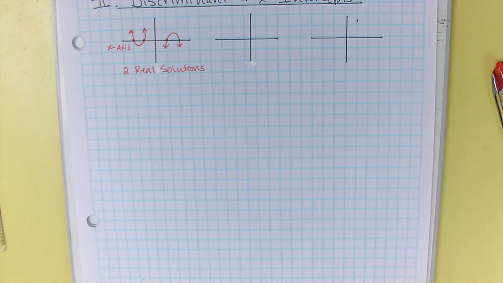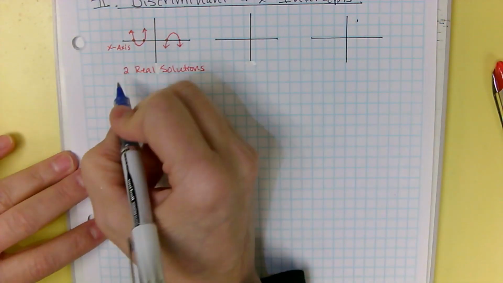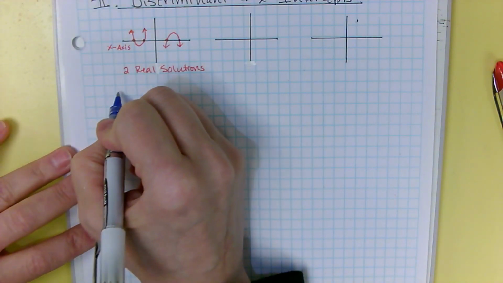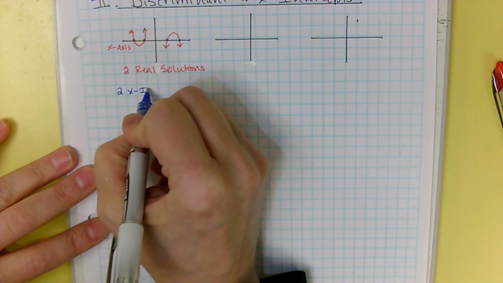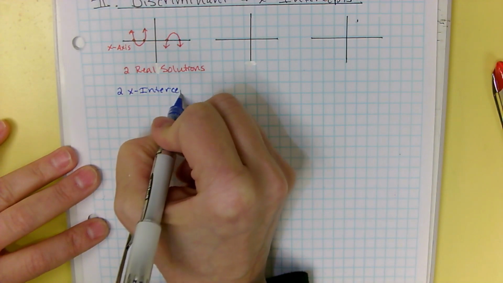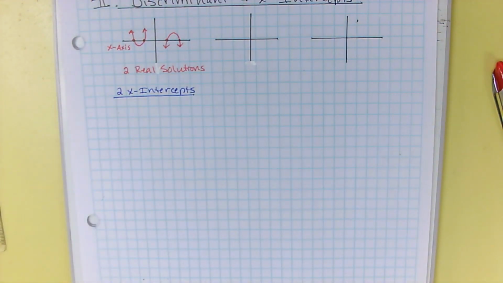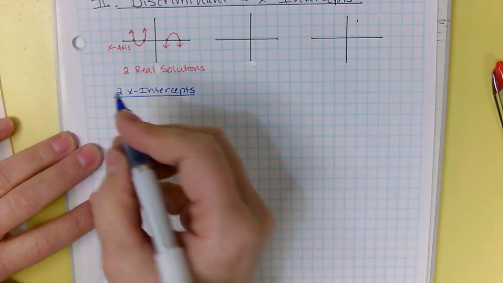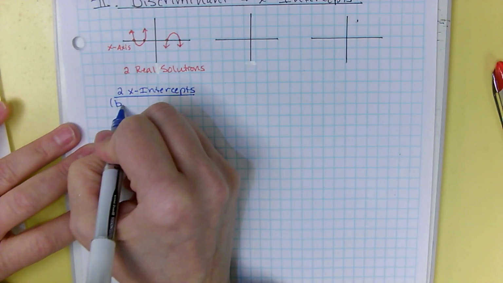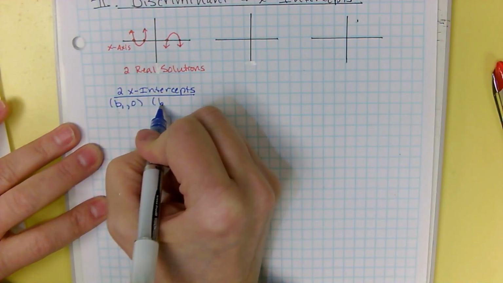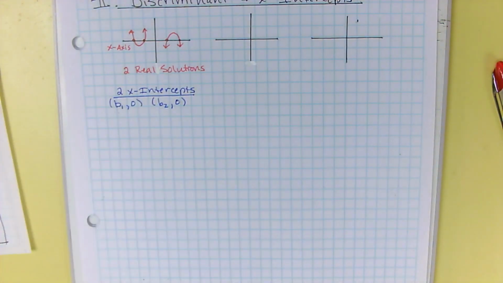Another way to interpret 2 real solutions when graphing is as x-intercepts. 2 real solutions means 2 x-intercepts. And you would take your solutions that you just found using the quadratic formula, and you would make them into points. B sub 1 comma 0, B sub 2 comma 0. And those are the intercepts. So your solutions are the intercepts.